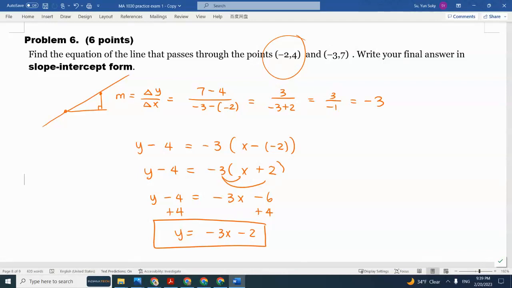If you can understand problem 6, could you type 6 in the chat? Good. Let's keep going.